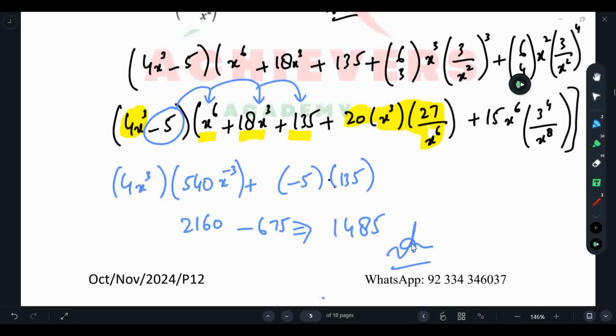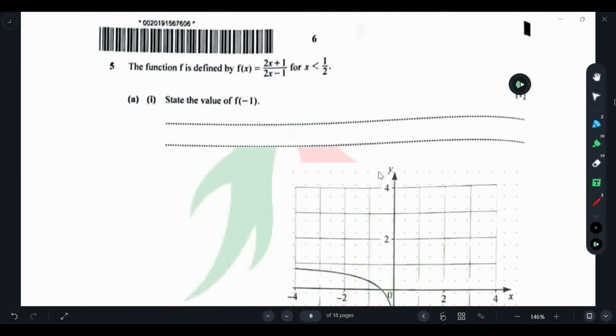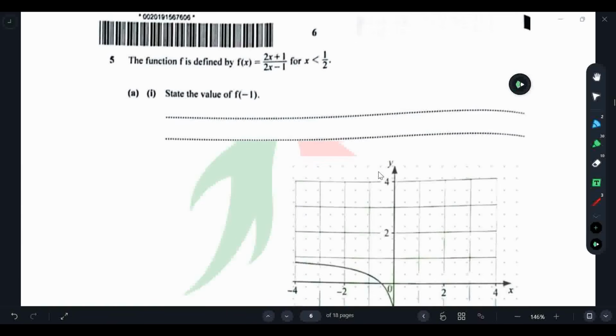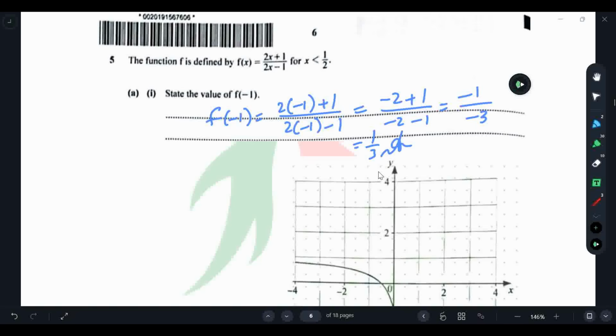Question number 5. Now in question number 5, the function f is defined by this. State the value of f of minus 1. So f of minus 1 will be equal to 2 into minus 1 plus 1 whole divided by 2 into minus 1 minus 1. This will be minus 2 plus 1 divided by minus 2 minus 1. So we will get minus 1 divided by minus 3. So the final answer will be 1 by 3. This will be the final answer.